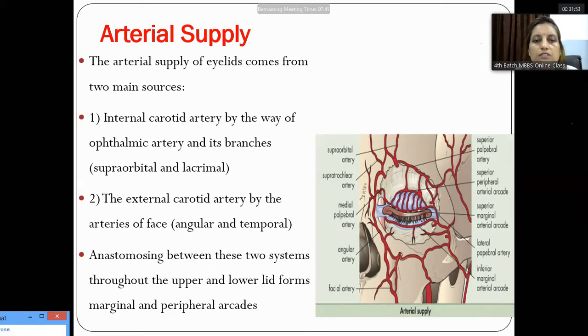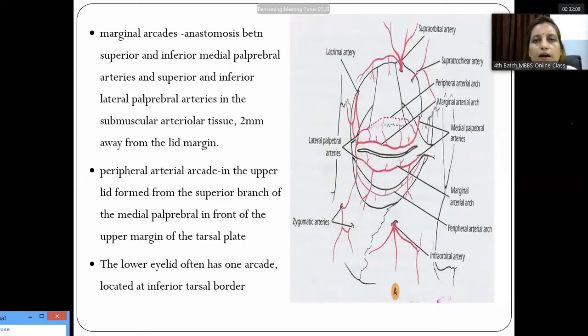So anastomosing between these two systems throughout the upper and lower eyelid, they form two arcades, a marginal arcade at the margin and a peripheral arcade. So it has both advantages: with any type of trauma, healing occurs very fast. But the disadvantage is that with any type of surgery there is profuse bleeding because of this dual arterial supply. The marginal arcade anastomoses between the superior and inferior medial palpebral arteries and the superior and inferior lateral palpebral arteries in the submuscular areolar tissue 2 millimeters away from the lid margin.